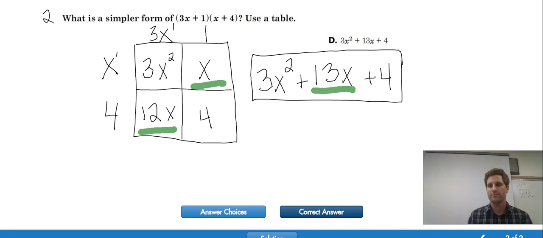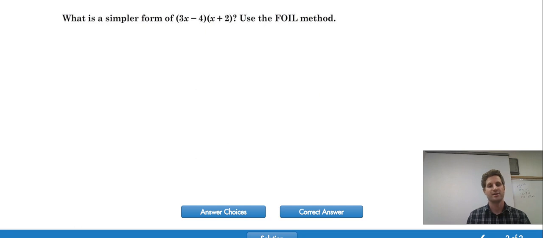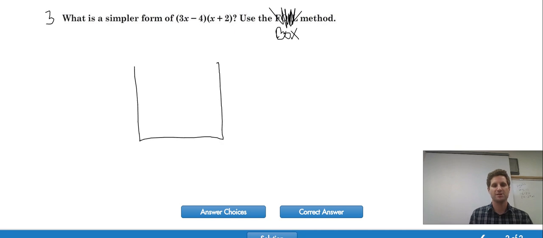Let's do another one. All right, let's look at this one. What is a simpler form of 3x minus 4 times x plus 2? Use the FOIL method. Wrong. We're not going to use that. We're going to use the box method. That's right. This is number 3. Show me that box. Once we get good, maybe FOIL, a little bit faster. You don't have to draw this box.